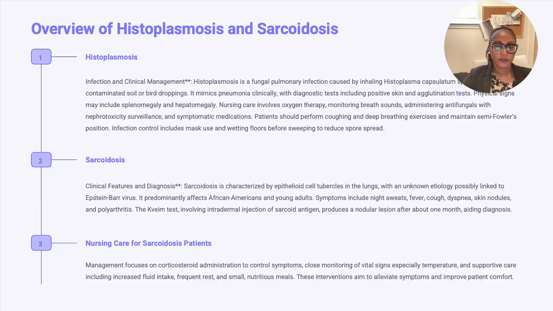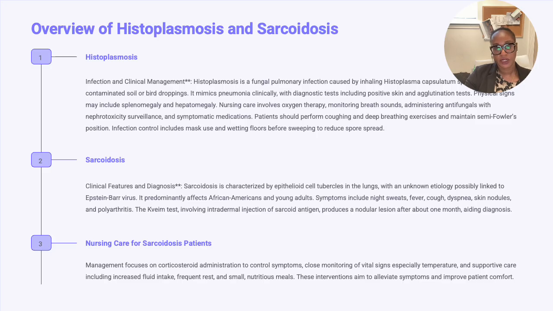So, overview of histoplasmosis and sarcoidosis. So histoplasmosis is a pulmonary fungal infection. It's caused by spores of the Histoplasma capsulatum. Transmission occurs by inhalation of spores, which commonly are found in contaminated soil. Spores are also usually found in bird droppings as well.